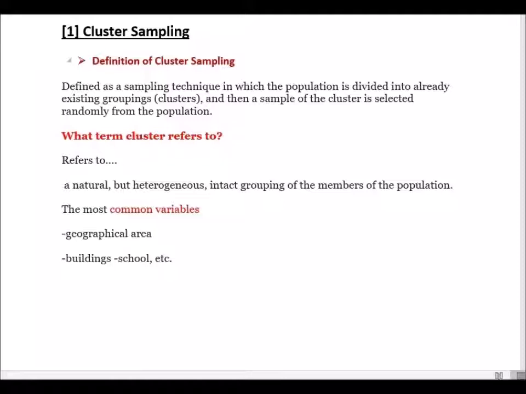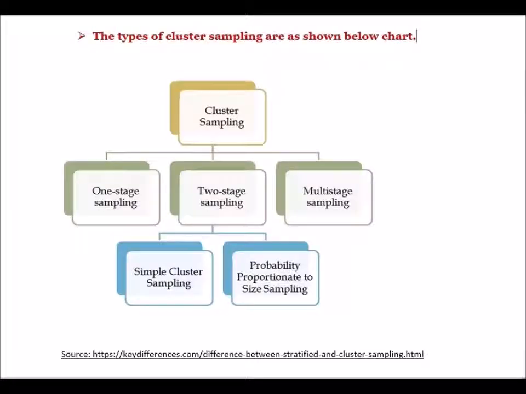The second thing is what the term cluster refers to. The term cluster refers to a natural but heterogeneous intact grouping of the members of the population. And we will also see the most common variables in this particular sampling. In cluster sampling, the most common variables are geographical area, buildings, schools, etc., because more and more sampling for the survey is needed, and it is one of the good sampling frames.